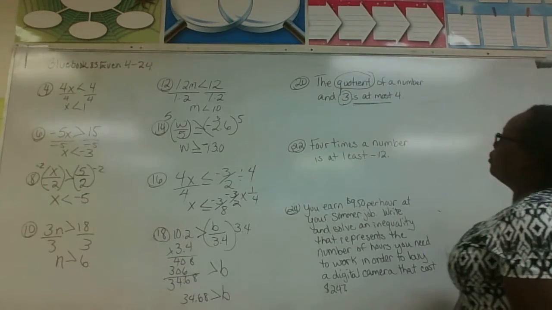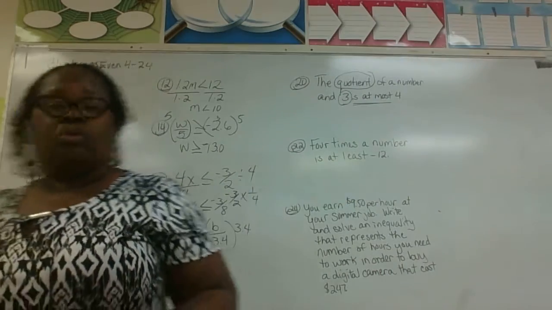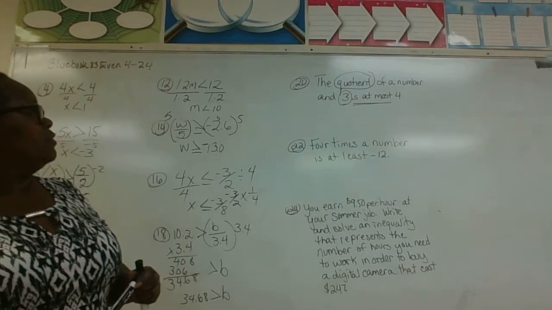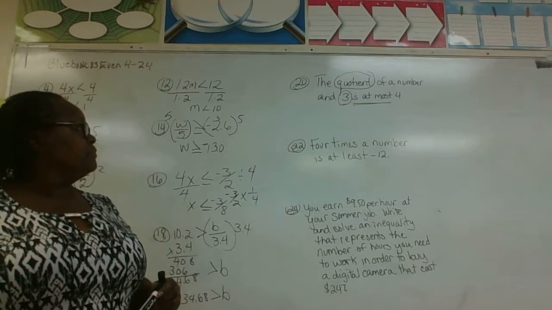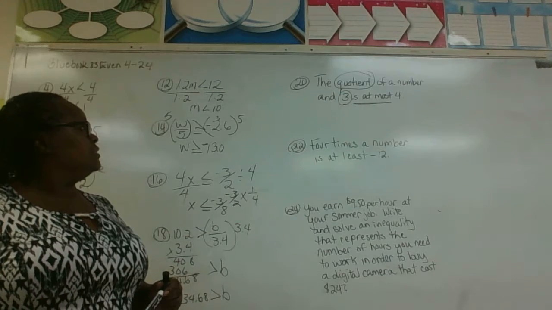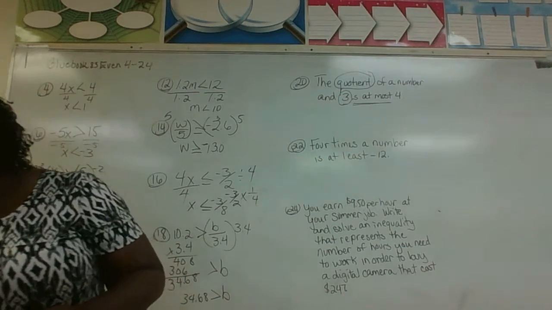Okay? And so therefore, we now have our setup. Okay? So let's take it a step further. Let's look at it again. The quotient of a number. Okay? And then it says, and 3, all right, is at most.